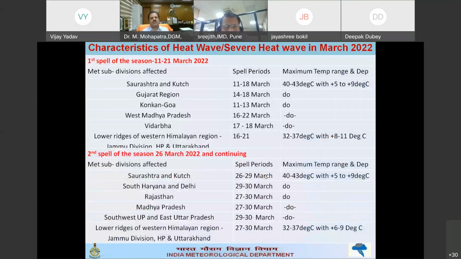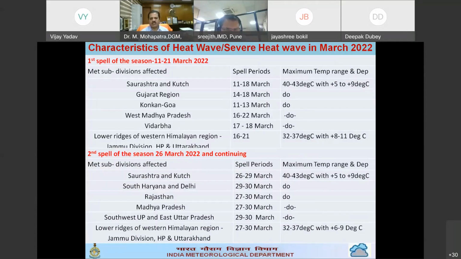Now, if I look at the heat wave or severe heat wave conditions in the month of March, there were 2 spells of heat waves. The first spell of the season was 11 to 21 March. In this spell, the western parts of the country, especially the Saurashtra, Kutch, Gujarat region, Konkan, Goa, West Madhya Pradesh, Bidar, and the lower regions of the western Himalayan region, especially Jammu and Kashmir, Himachal Pradesh, Uttarakhand, experienced the first heat wave to severe heat wave spell.